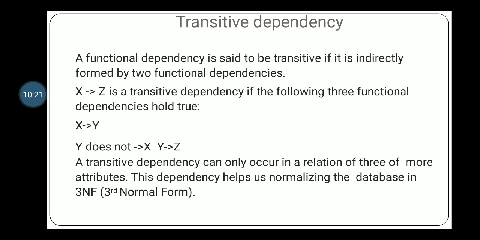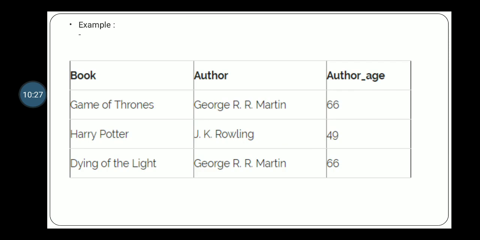So if both are prime attributes, then it will not be a transitive functional dependency. For example, consider book tends to author is possible. From the given book, the title of the book, we can find the author. From the author, we can find the age of the author. So these are the dependencies. There are two dependencies which already exist: book tends to author and author tends to age.